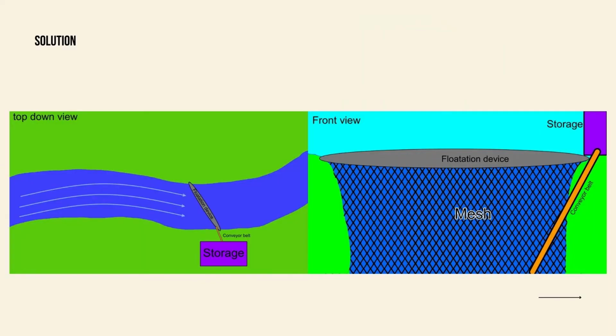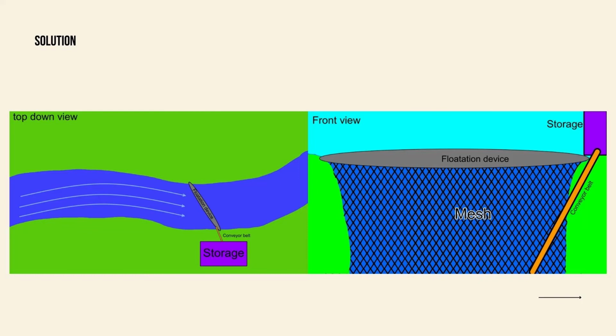Here, we see a prototype of the solution. There are 3 parts of the device. First, the biggest piece, is the large mesh that extends from the surface of the river down to the riverbed, held in place by a flotation device at the top and weights at the bottom. Then, we have a conveyor belt to pull the trash that is blocked by the device into a storage container where it can be picked up and disposed of properly.